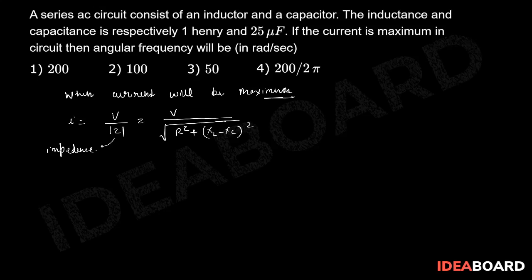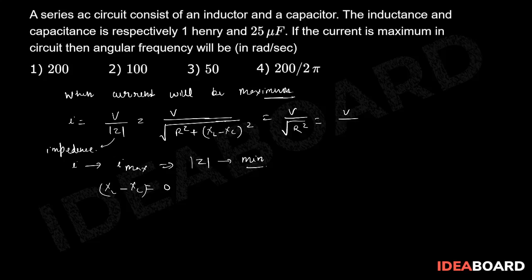Perfect. Now you need to understand, when we are talking about I being I maximum, that shows that Z should be minimum. Then only in that scenario the current is going to be maximum. That means XL minus XC is 0. Then current will become V upon root of R square, which will be V upon R. Perfect. So this is the I max, maximum value of this current.